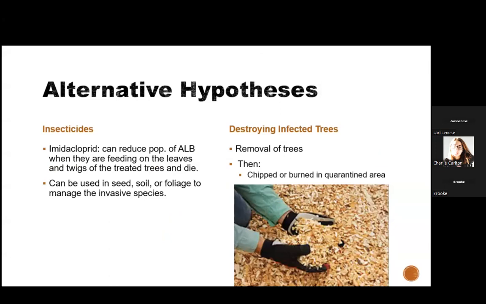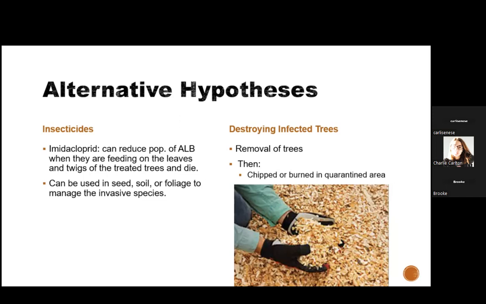So with our hypothesis, we have 2 alternatives. The first one is the insecticides, which the main one is imidacloprid, and it can reduce the population of the Asian longhorn beetle when they are feeding on the leaves and the twigs of the treated trees, and eventually they die. This insecticide can be used in the seed, soil, or foliage to manage these invasive species.